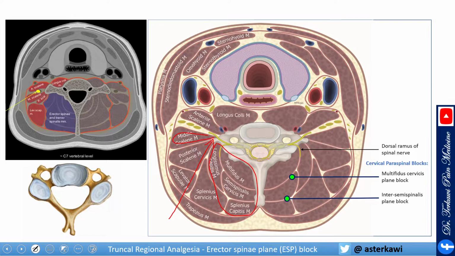Now, if you go more medial, obviously, so this is the ventral branch, this is the dorsal branch. If you go more medial, like here, you will have a different plane block, which is the multifidus cervicis and the semispinalis plane block, which again, now we are selective to the dorsal root. So again, to get the ventral root, to get the brachial plexus, you have to go lateral to the transverse process.